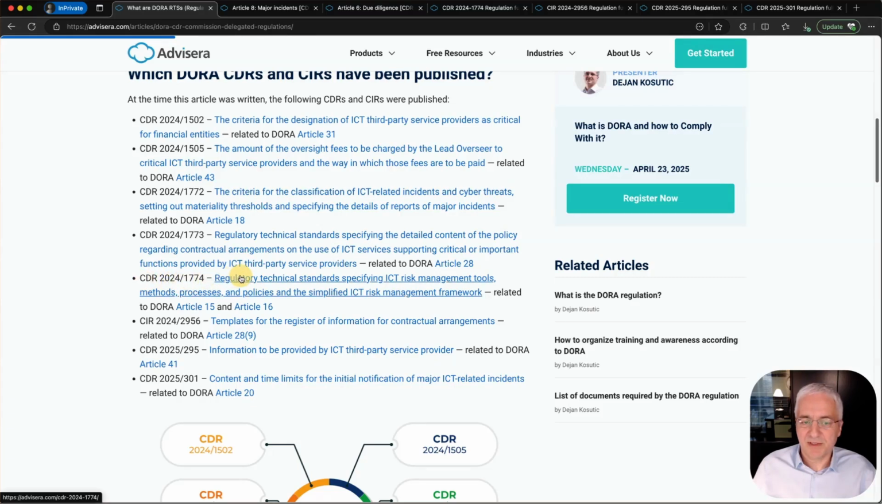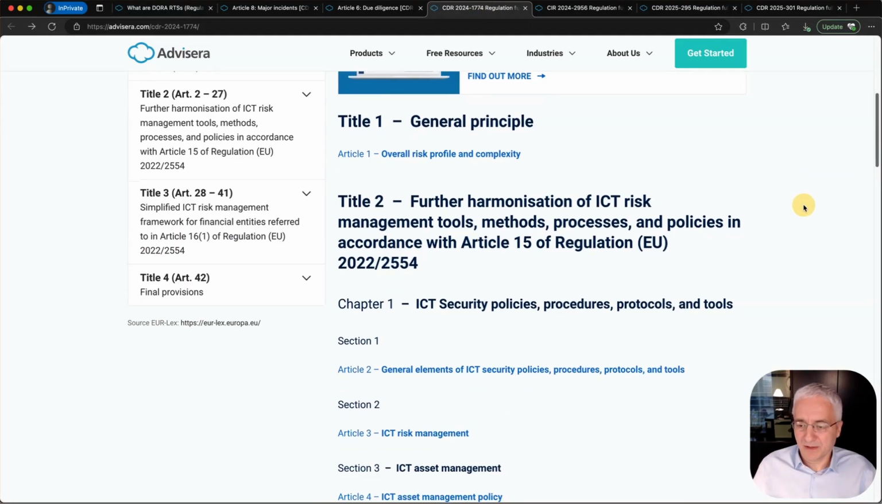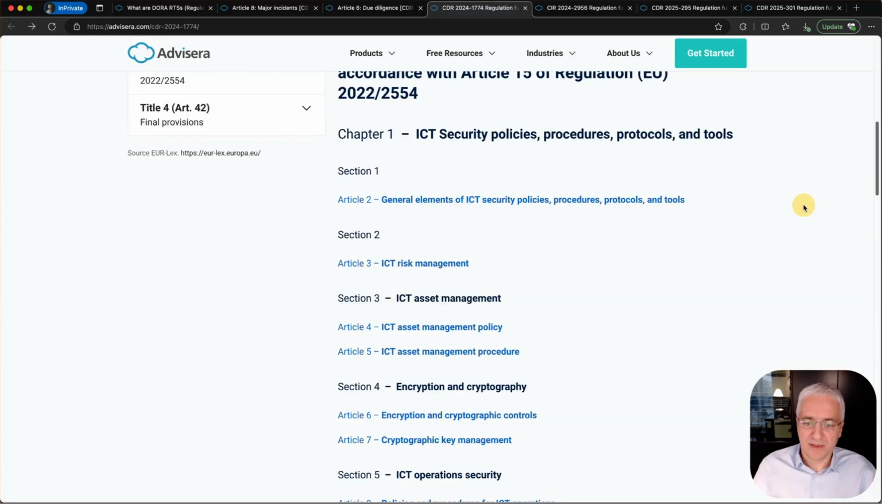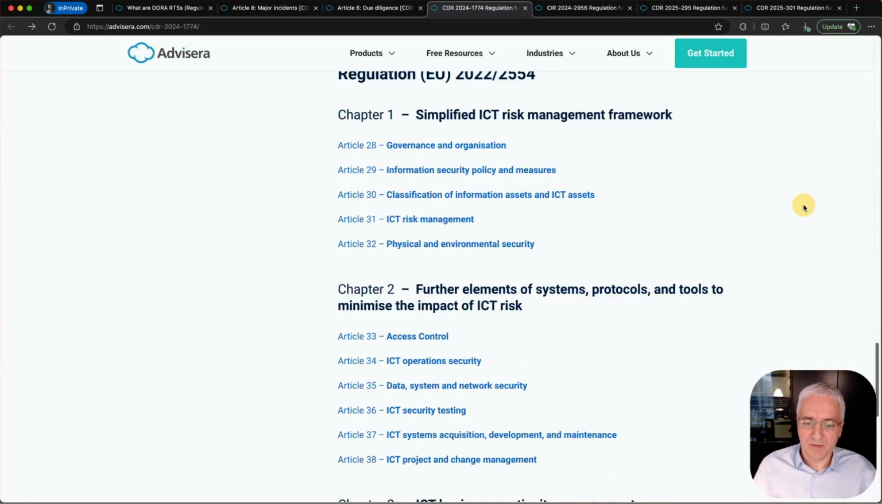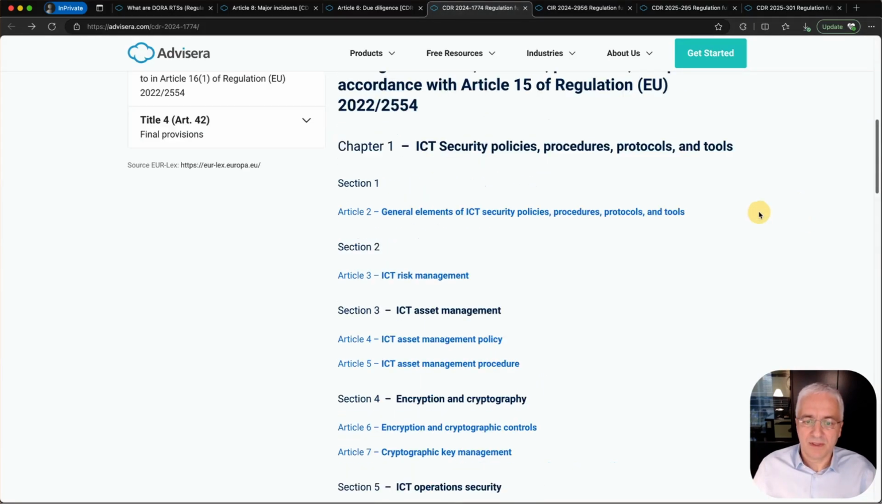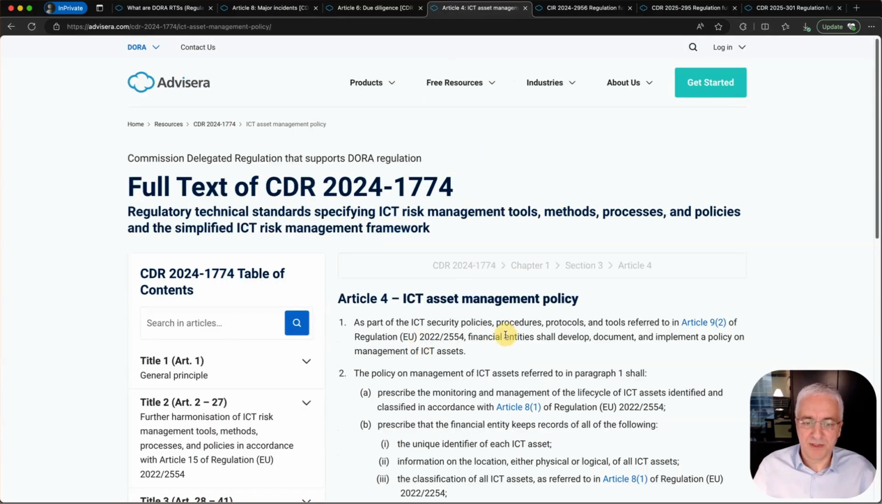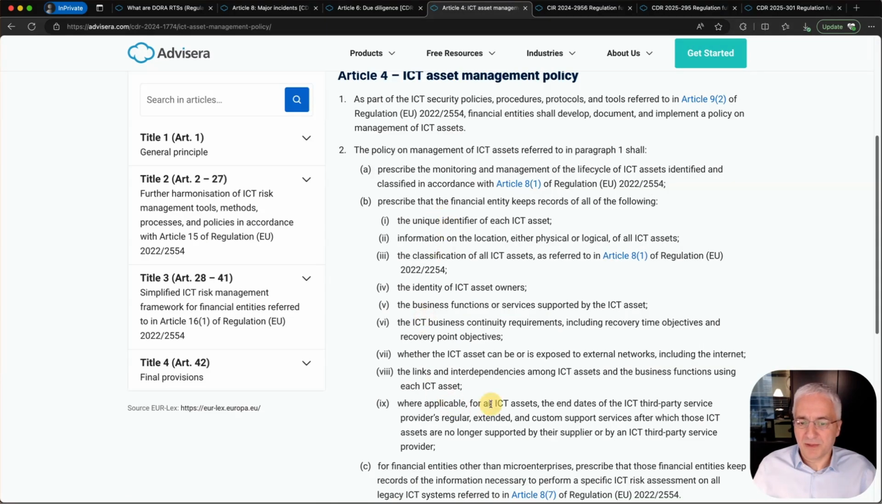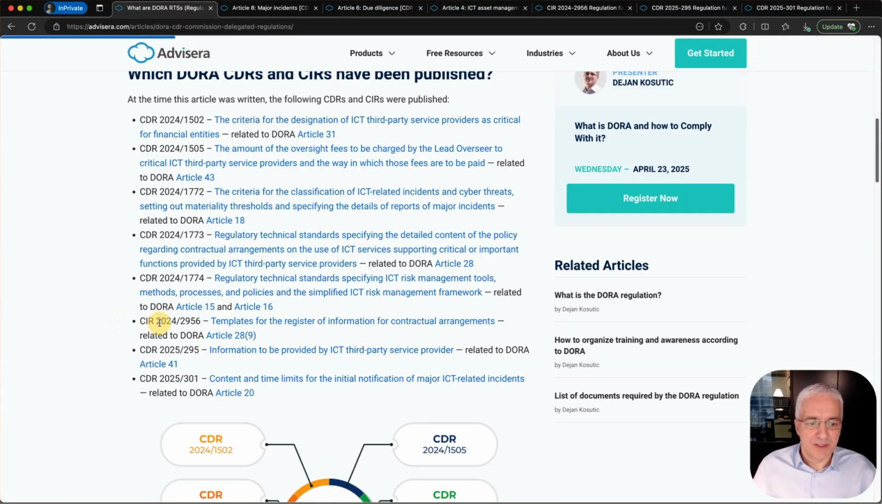So here is this CDR 2024-1774. Basically, it specifies the standards for ICT risk management, methods, processes, policies, and so on. So let's see briefly how this one looks like. This is the biggest regulatory technical standard, so a lot of details here. As you can see, it has more than 40 articles. Let's take a look at one of them. Let's say about asset management policy, Article 4. And here are, for example, the requirements of what kind of identification of assets are necessary. So very detailed.